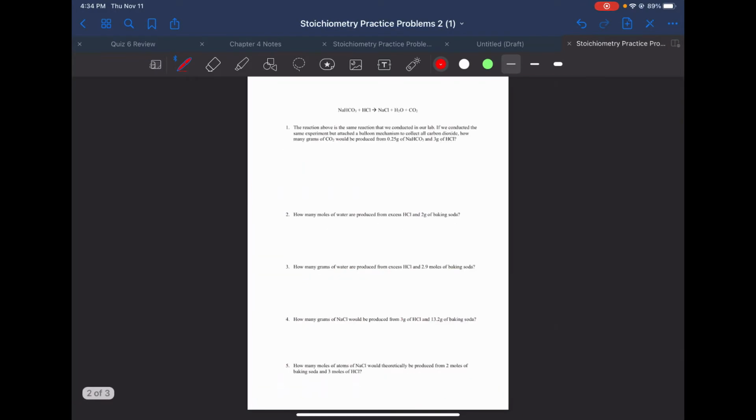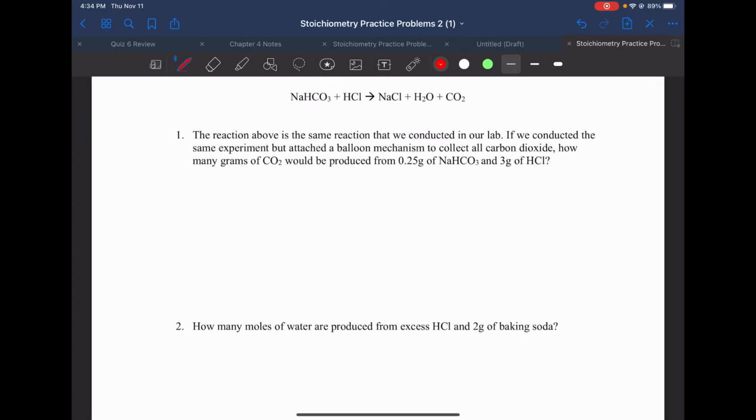Okay, next problem. So this one was the reaction we did in our lab. The reaction above is the same reaction that we conducted in our lab. If you conducted the same experiment but attached a balloon mechanism to collect all carbon dioxide, how many grams of CO2 would be produced from 0.25 grams of baking soda and 3 grams of HCl? Whenever I don't tell you that one of the reactants is in excess, that means you're going to have to do two different problems because it's a limiting reagent problem.